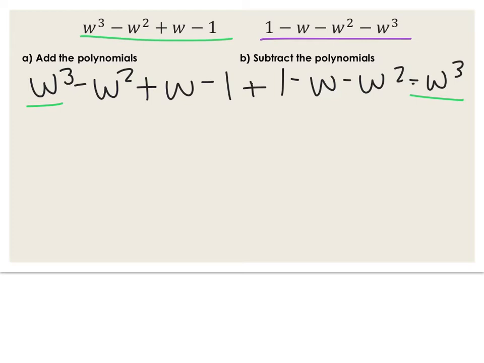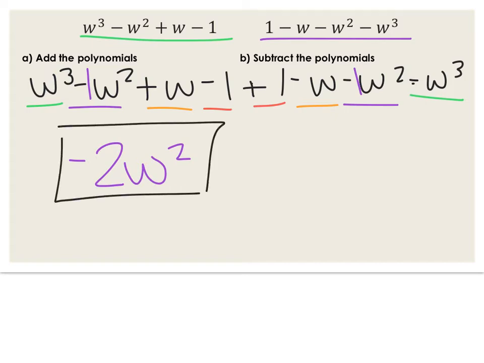So then I'm looking at the next piece, which is negative w squared. I can only combine it with another w squared. I see I have one right there. Negative 1 minus 1 gives me negative 2w squared. I'm now looking, and I see I have this w. I can only combine it with another w. I see one here. W minus w. Oh, that gives me nothing. And then I have negative 1 plus 1, which again gives me nothing. So when I added these two polynomials together, I ended up with negative 2w squared.